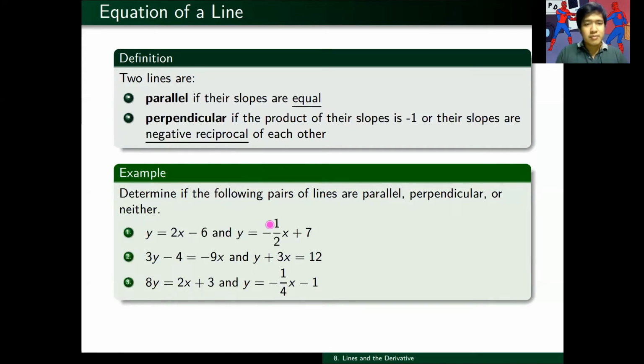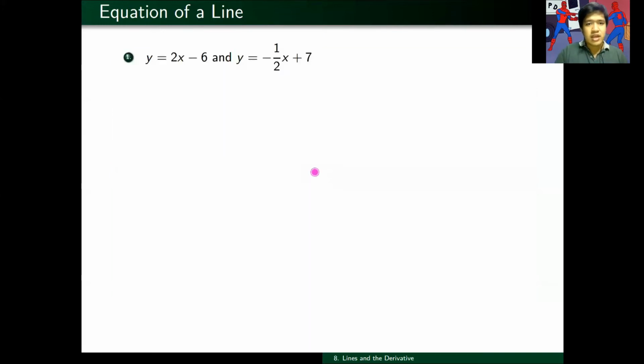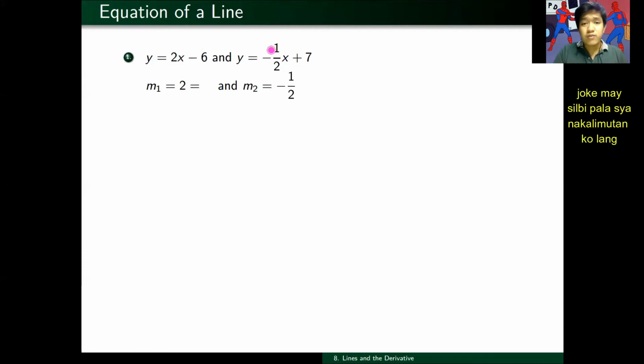Okay? So, halimbawa, ito po, y equals 2x minus 6 and y equals negative 1 half x plus 7. Y equals 2x minus 6 is already of the form y equals mx plus b. My m being 2, my b being negative 6. So the slope of this line is the m. So this is 2. Okay? Oops, ignore that equal sign here. Ito naman second, it's also in the form y equals mx plus b. Negative 1 half po ang slope kasi negative 1 half ang nasa pwesto ni m.